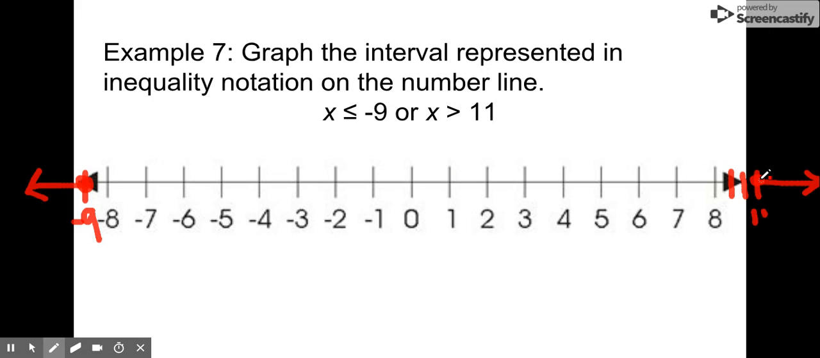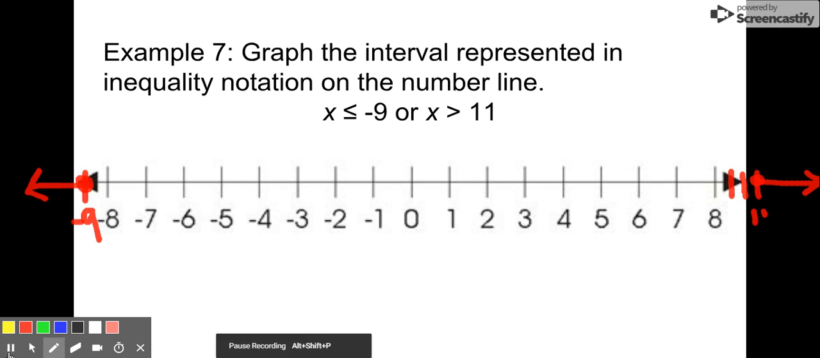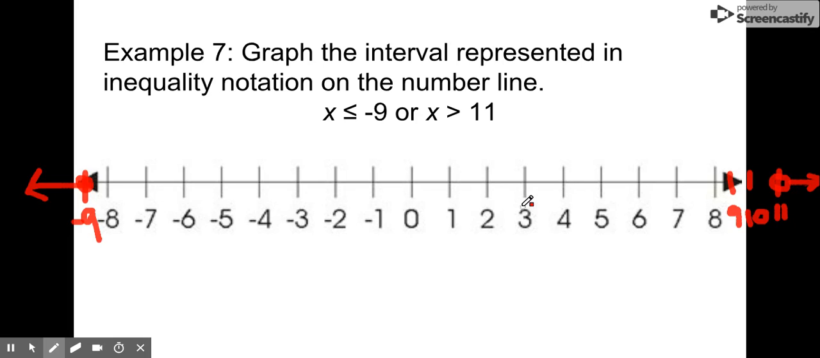And I just made a careless mistake. We want x to be greater than 11, but it actually can't be 11. So we actually need an open circle. Okay, so we have that open circle here, 9, 10, 11 added in here. And that's how we graph this compound inequality.